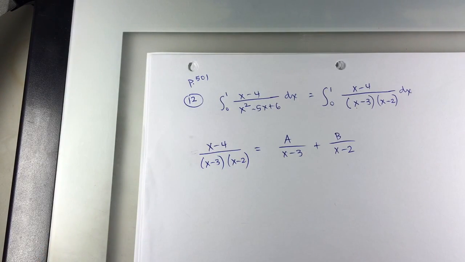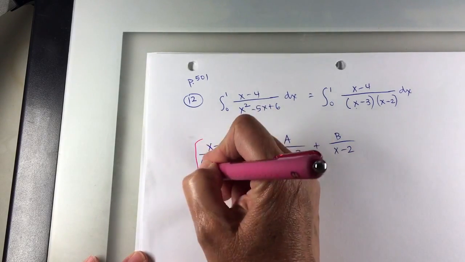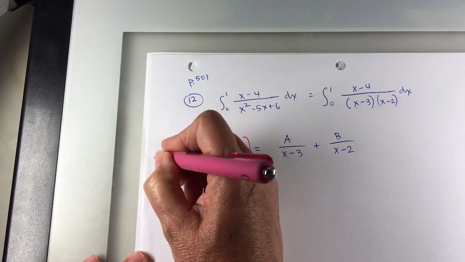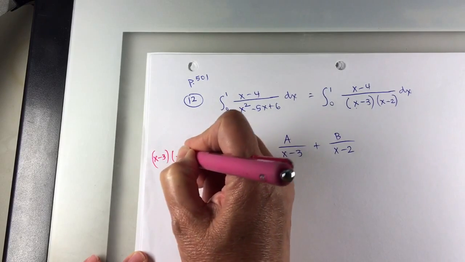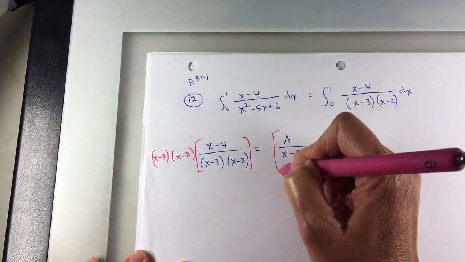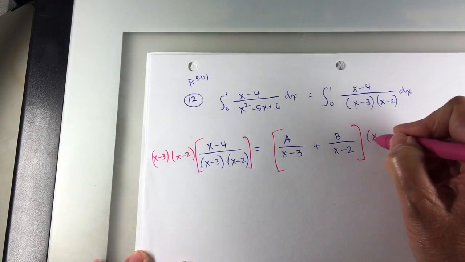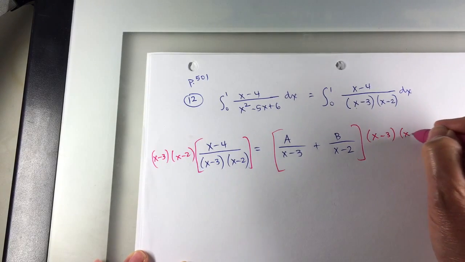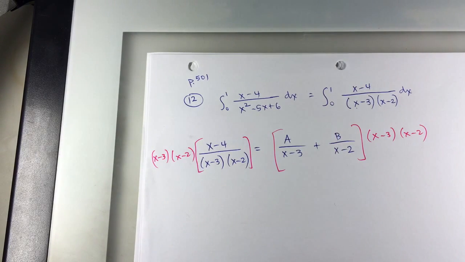Previous problem, I combined them, I equated coefficients. This time, I'm going to take a little different step. I have this equation, and I'm going to multiply both sides by x minus 3 times x minus 2. This is probably a little bit shorter. Because it's an equation, I can do that.